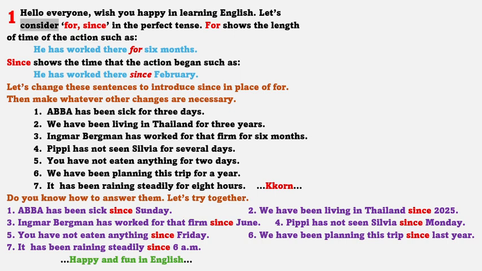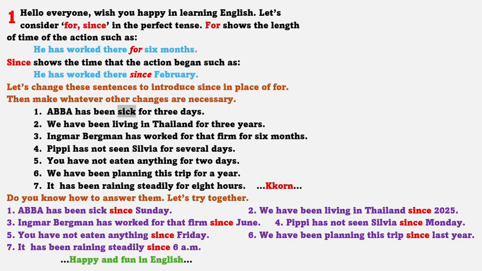Let's consider for, since, in the perfect tense. For shows the length of time of the action, such as he has worked there for 6 months. Since shows the time that the action began, such as he has worked there since February. Let's change these sentences to introduce since in place of for. Then make whatever other changes are necessary.